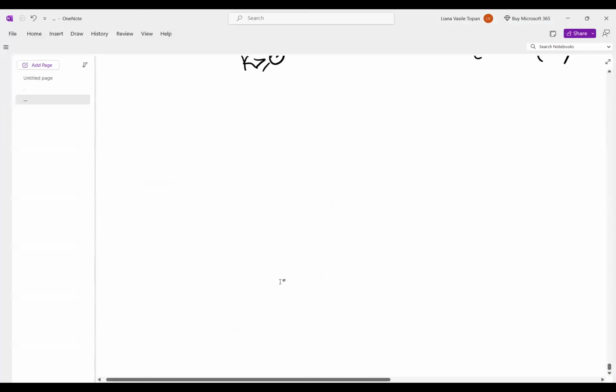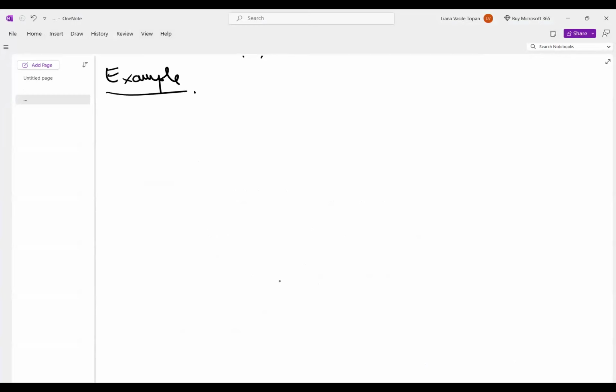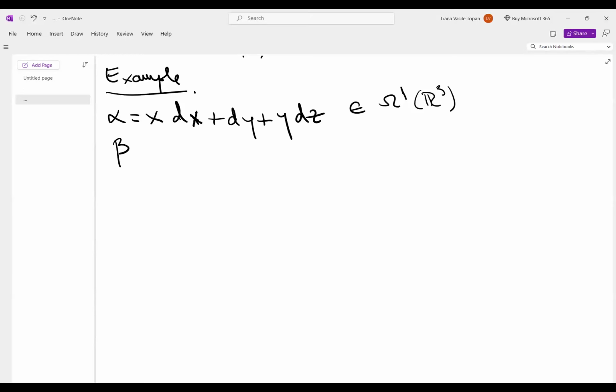So suppose that I'm going to take an example here. I'm going to take alpha to be a 1 form on R3. So a 1 form, so when you look at gamma omega 1, right? A 1 form will have a basis, so you'll have something like this, x dx plus something dy plus y dz, right? Then, so this is a form here. Then let's take beta a 2 form, so something like this.